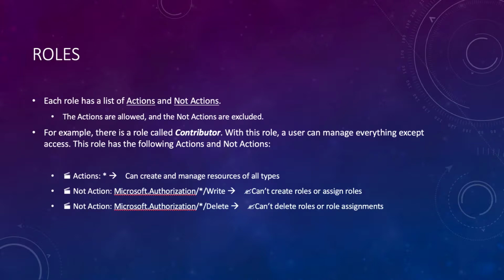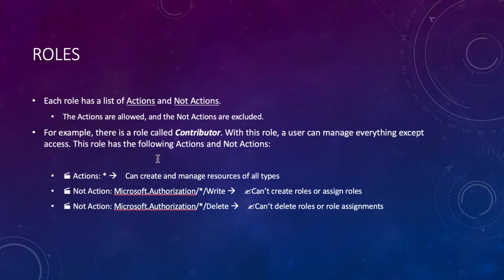There are different roles, and each role has a list of actions and not actions. Basically, what the user is able to do and what the user role is not able to do. So the actions are allowed and the not actions are excluded and not allowed to happen. Look at this example. We're talking about a role called contributor. We're going to discuss it in more detail later, but for now, understand that within this role, a user can manage everything except the access of the other users. Basically, it's more like a power user in Microsoft Active Directory.